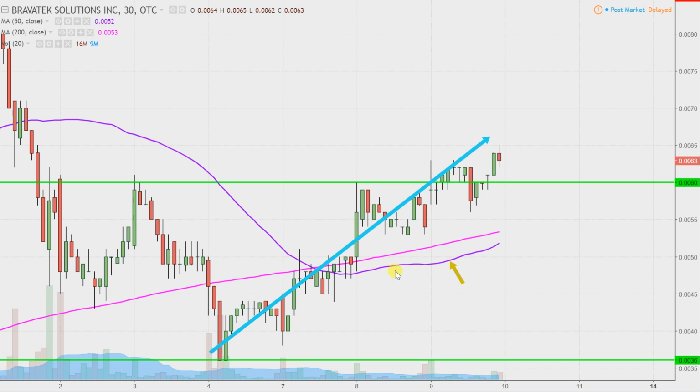This purple line is what I like to call moving averages, trend lines for lazy people. If you don't want to draw a trend line, just let that purple line draw the trend line for you. And again, as long as the price stays above it, that's what you want to see.